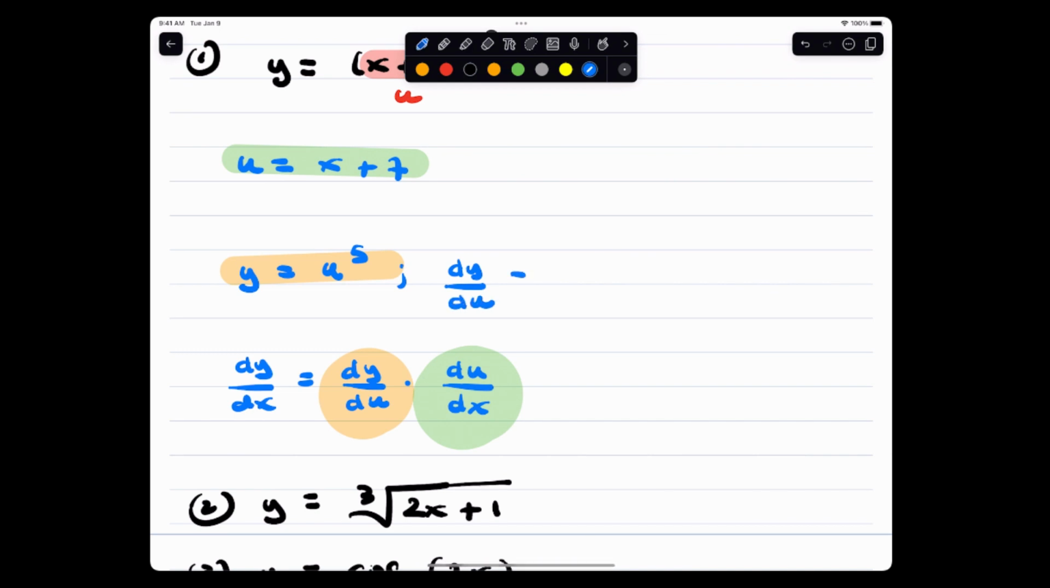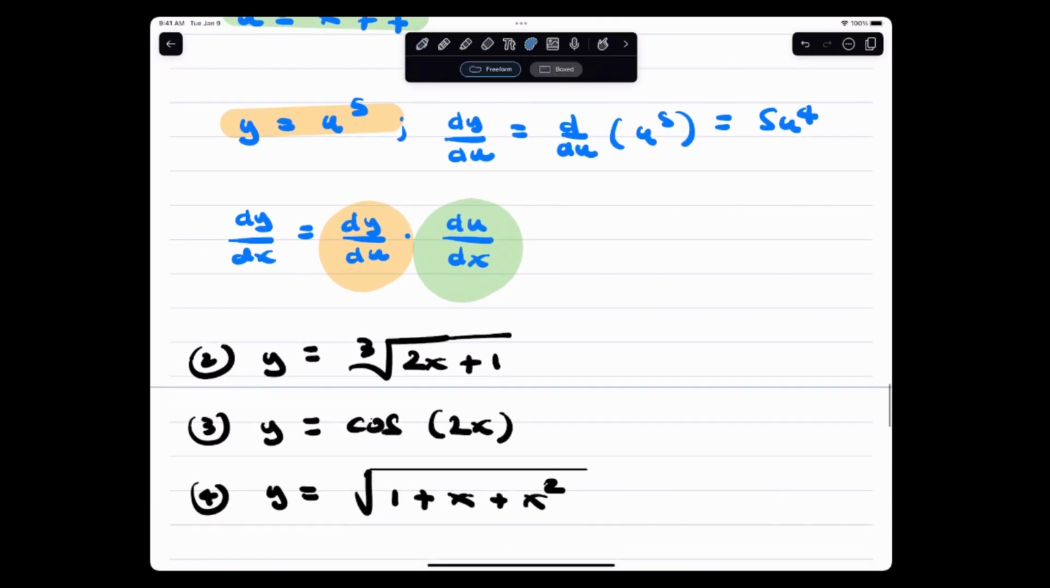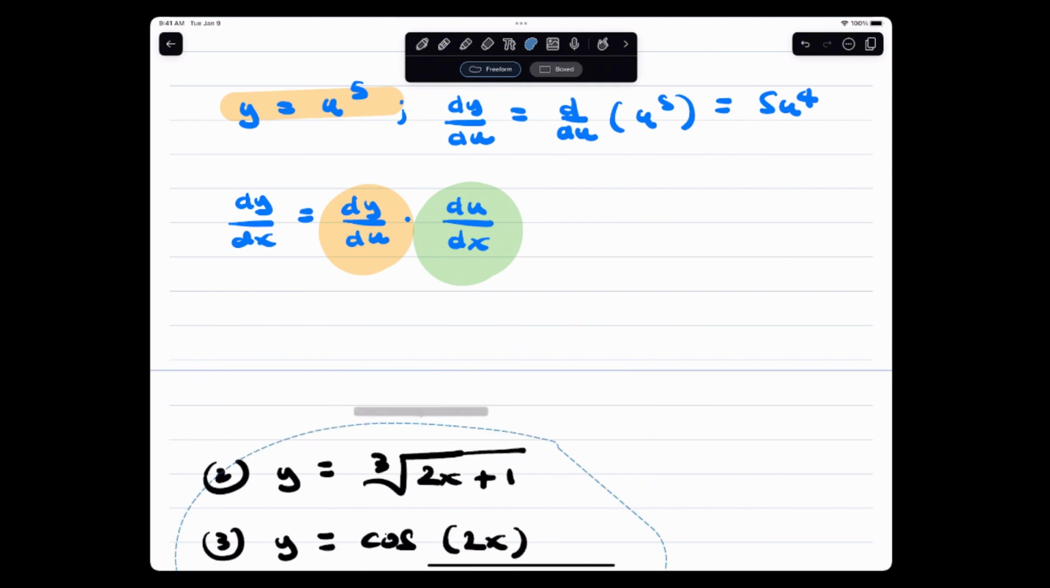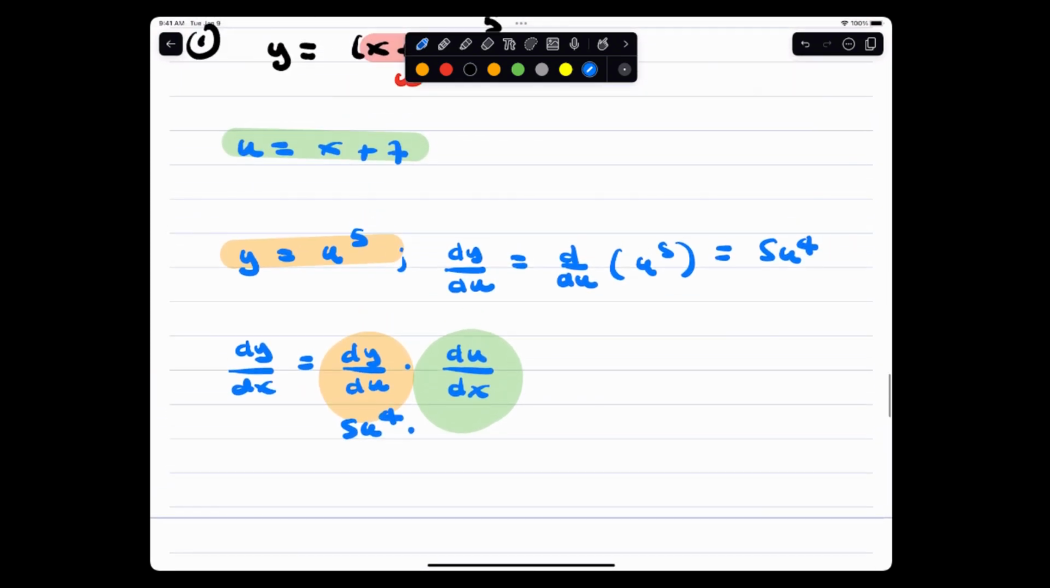So dy/du becomes d/du of what? u to the 5th power. What is this going to give you? What do you guys get here? Isn't this going to be 5u to the 4th? Okay, so this portion is 5u to the 4th. Is that true? Now I need the chain. You say, what's the chain? The chain is du, the derivative of u with respect to x.